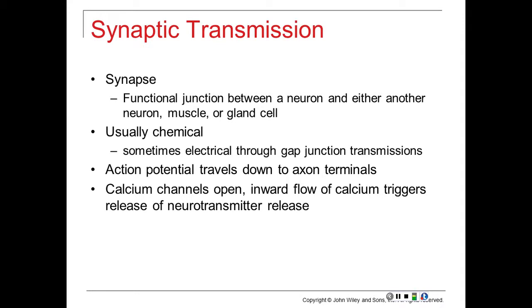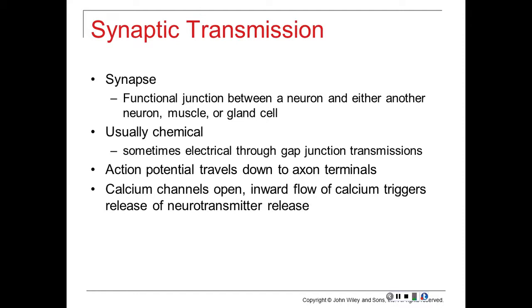Usually, it's a chemical transmission between our nerve cells. In other words, there is a chemical that's exchanged from one cell to the next cell, which transmits that action potential. Sometimes it's an electrical impulse, like in the case of our cardiocytes, but for the most part it's going to be a chemical, like acetylcholine, that transmits from one cell to the next.